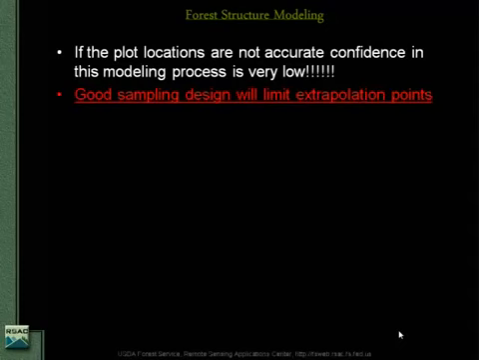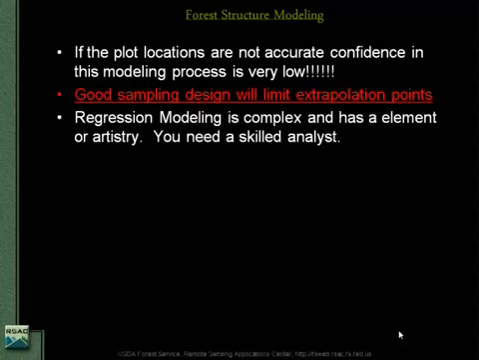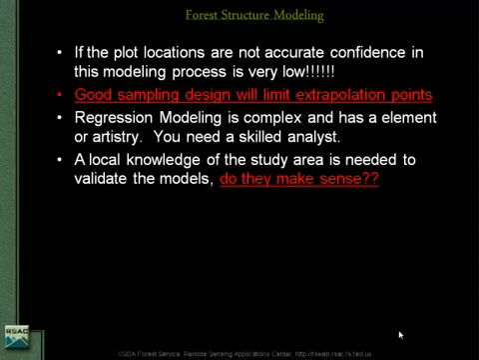Good sampling design will limit your extrapolation points. So cover the range of heights and densities across your landscape so that when you build these models, you're not extrapolating off the ends and not really confident in what's going on with them. And regression modeling is hard. It's a complex art even. So have someone who has some idea, or have someone that you can task with that. And then validate the models with local expertise. Again, they're not reality.